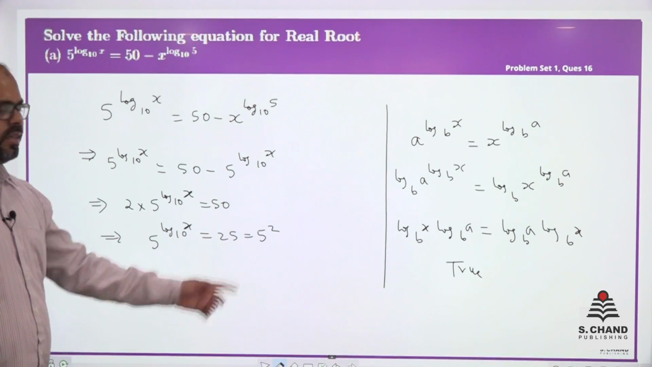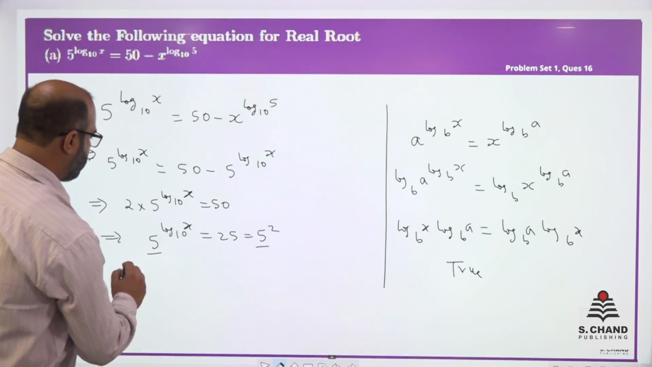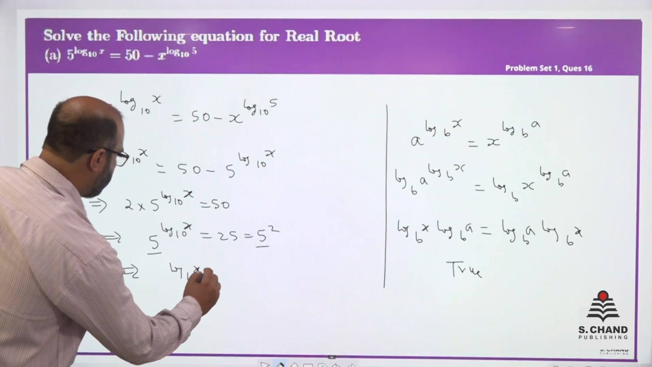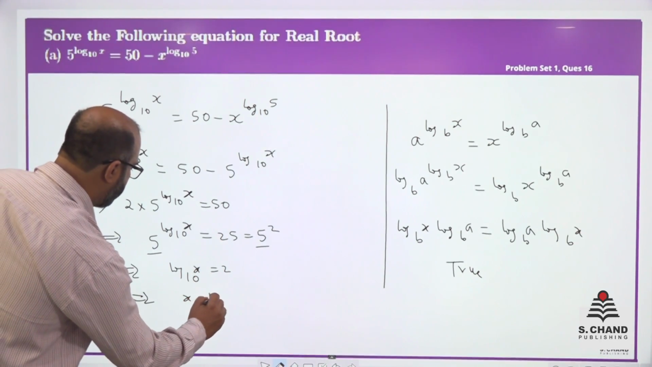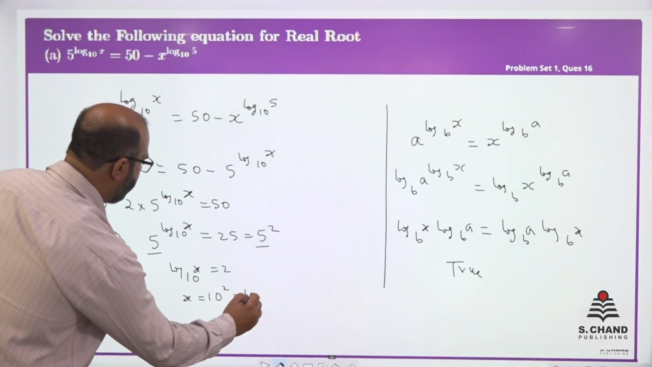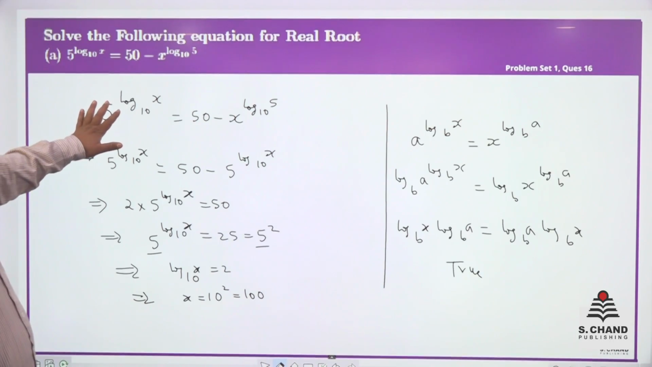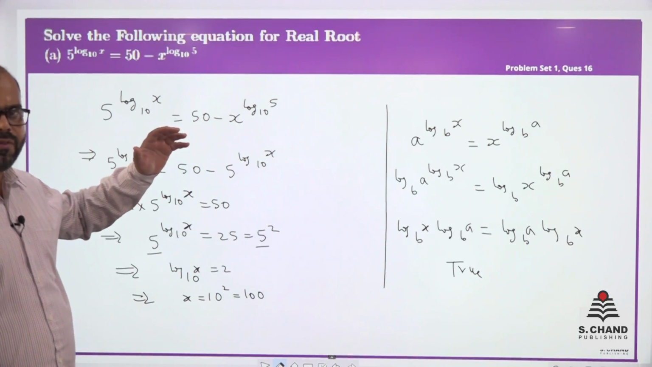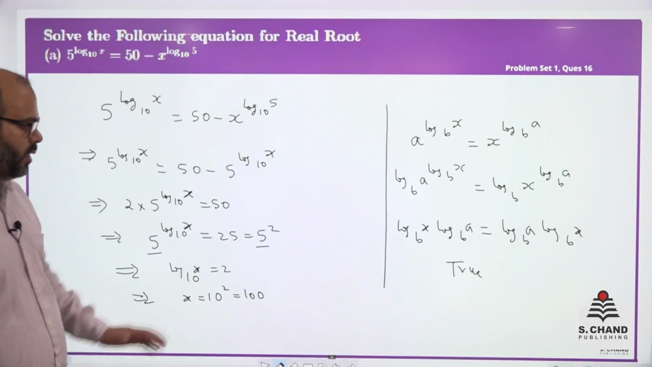Now we see the base is the same in both the LHS and the RHS. So it will become log of x to the base 10 is equal to 2, which will give you x is equal to 10 square, which is equal to 100. Let us also see the original equation. This original equation will not have any of its terms undefined by putting x is equal to 100. So this is the correct answer.